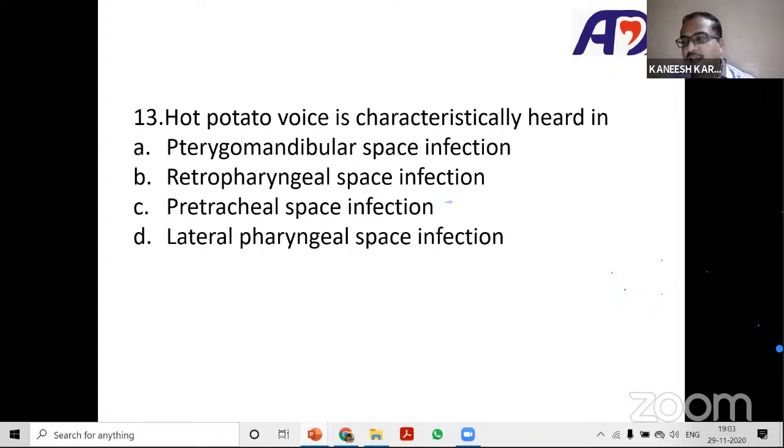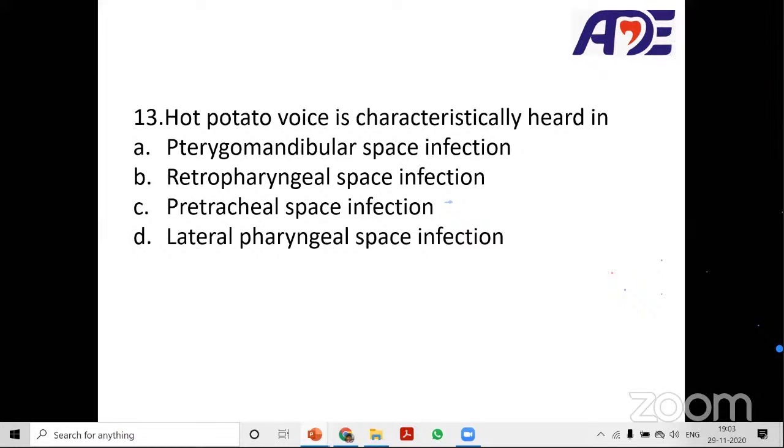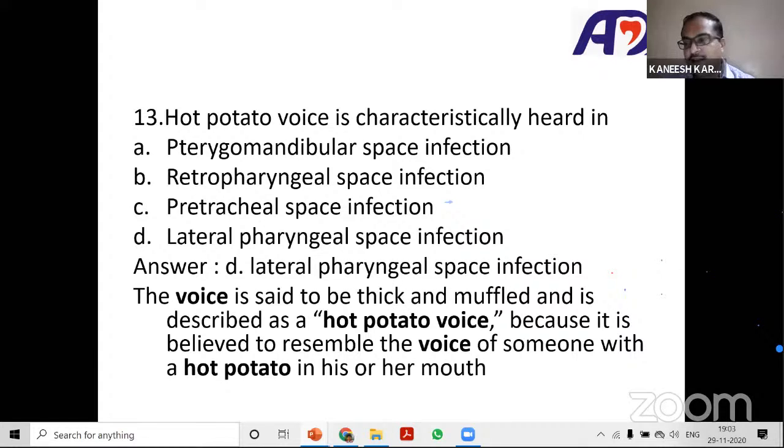Hot potato voice is characteristically heard in... hot potato voice is like somebody speaking with the hot potato in their mouth. Okay. It is lateral pharyngeal space infection. Voice is said to be thick and muffled.